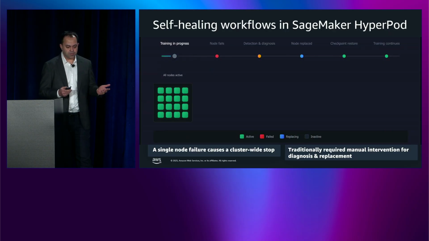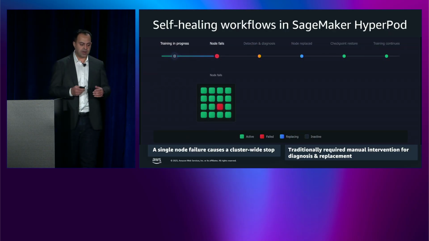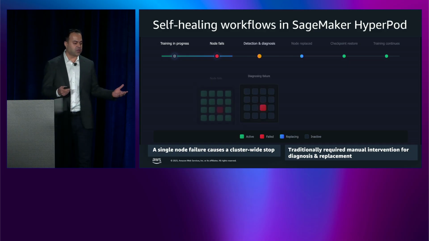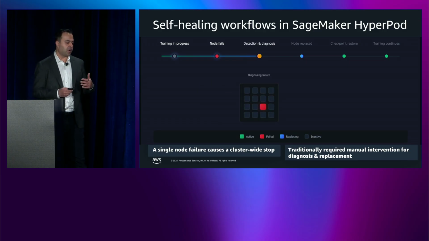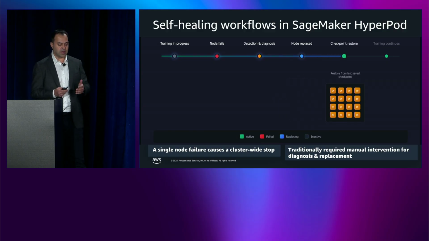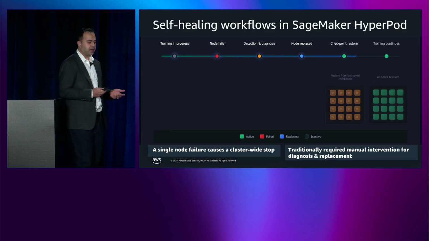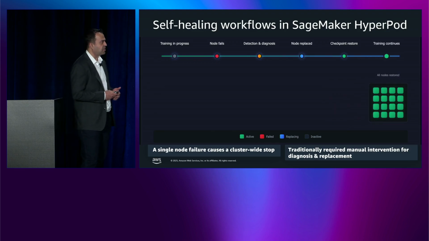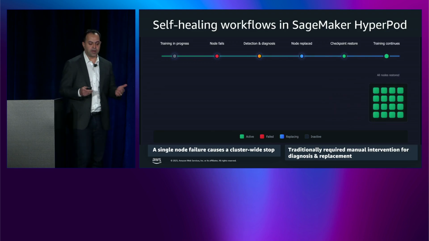So in Hyperpod, we've created a self-healing capability to handle such faults. When your training is running and a node fails, Hyperpod automatically detects and diagnoses the issue. If a node needs to be replaced, then it does that automatically. And then it automatically restores your training from the last safe checkpoint, and then it automatically resumes training.